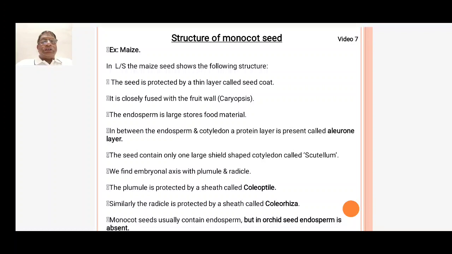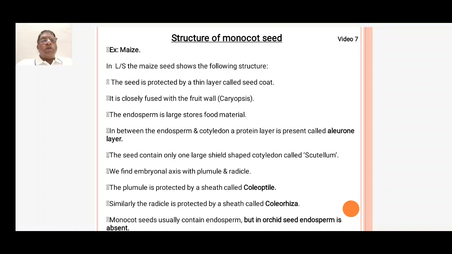Monocot seeds normally contain endosperm, but the orchid seed does not contain endosperm. Such seeds are called exalbuminous seeds, or non-endospermic seeds. Okay, that's all about the structure of the monocot seed.